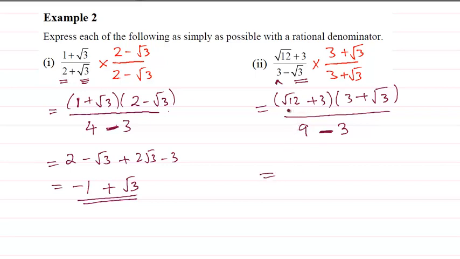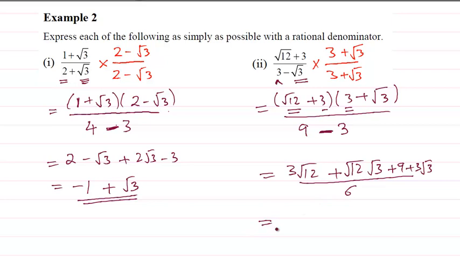Now multiply this root 12 with 3. So that gives you 3 times root 12. Then root 12 times root 3. Then we multiply everything in the second bracket by 3. So 3 times 3 is 9. Then 3 times root 3. And we're dividing by 6.